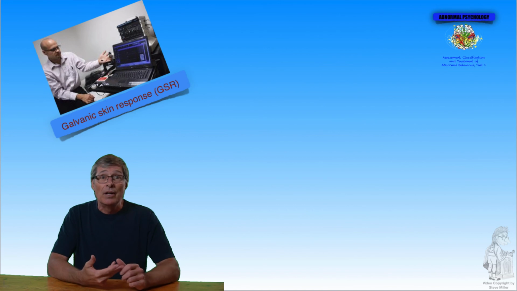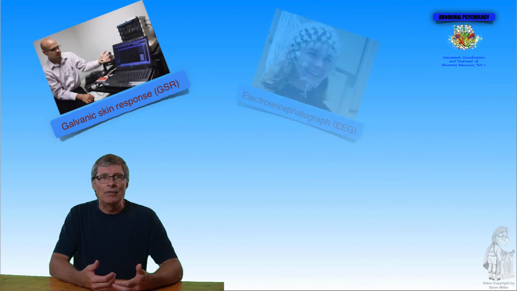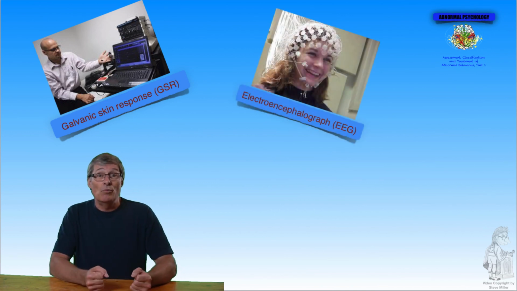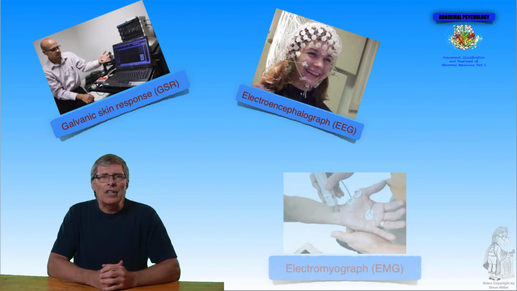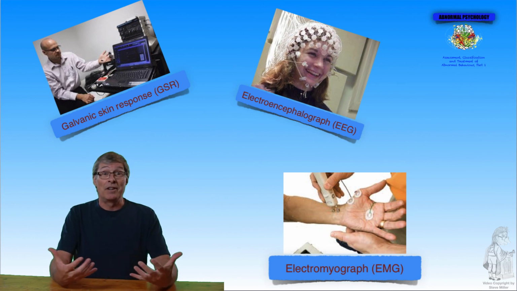Now another measure that can be gathered is that of physiological function, including heart rate, blood pressure, galvanic skin response, the GSR, muscle tension, brain wave activity, the electroencephalograph, the EEG, measures brain waves, and the electromyograph, EMG, measures muscle tension. So there's a lot of measurement tools.